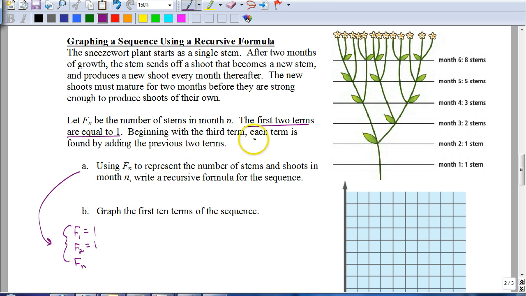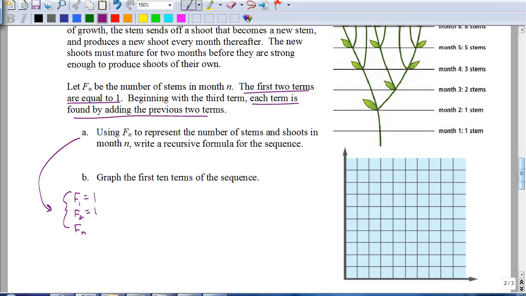Now, to find the next term, each term is found by adding the previous 2 terms. Well, in our previous lesson with recursive formulas, we talked about the fact that we use f sub n minus 1 to refer to the previous term. If I want to refer to the term previous to that one, we would say f sub n minus 2. So this means we're going to take the previous term plus the one before it.